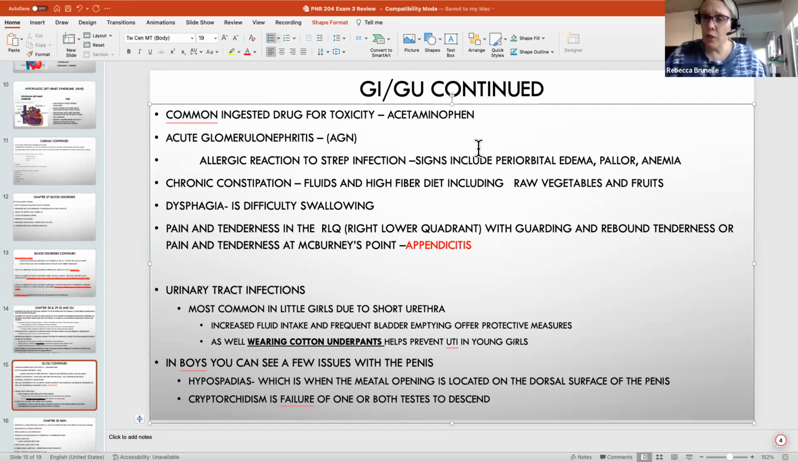Yeah, so we also talked about protein in terms of nephrotic syndrome, but this is also true with glomerular nephritis. They'll lose protein in their urine. They'll end up with edema. They'll be pale. They can also end up with anemia.